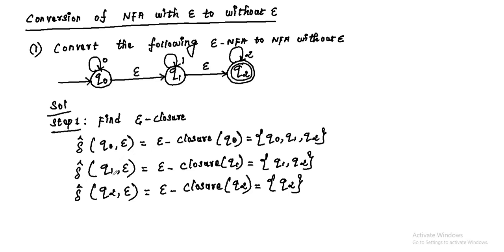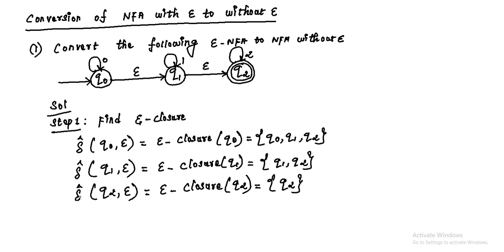Next, δ̂ of q1 comma epsilon equals epsilon closure of q1. So we need to find out epsilon closure of q1. Take q1 and seeing a symbol epsilon, it reaches q2. So you should write q1, q2.